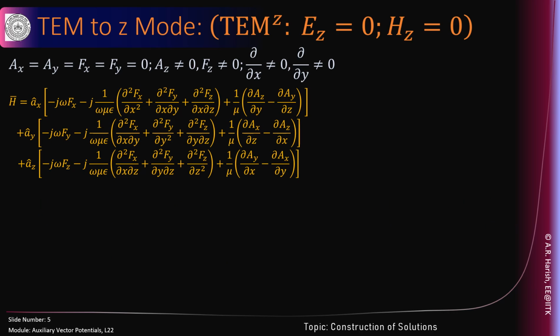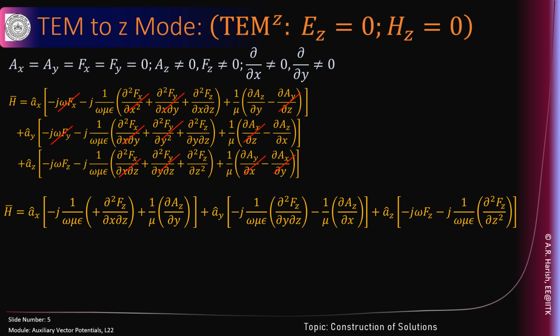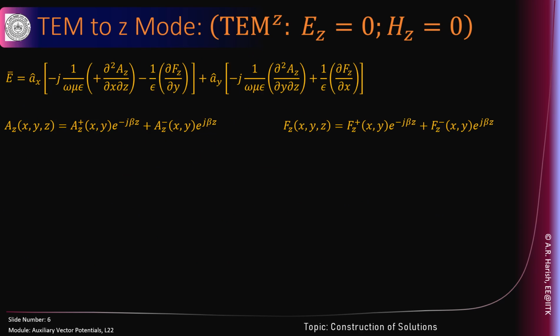Now, how about the H field? Exactly the same thing. We'll apply the same condition onto the H field and cancel off Fx, Fy, or remove Fx, Fy, Ax, Ay from this equation, and we are left with a reduced version of H. Once again, the Z component of H will be 0 if we choose Fz to be of this form here. We have an equation for the electric field which has X and Y components only, because we have chosen Az to be of this form and hence Ez is 0. And we also have an equation for Fz.